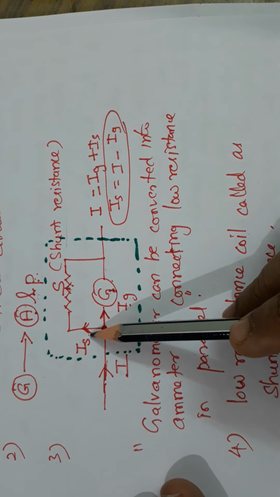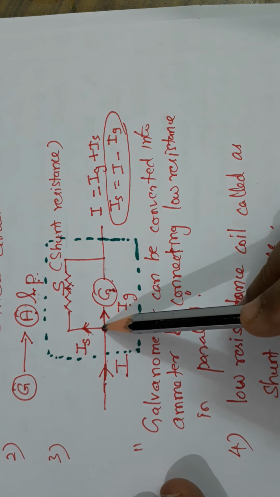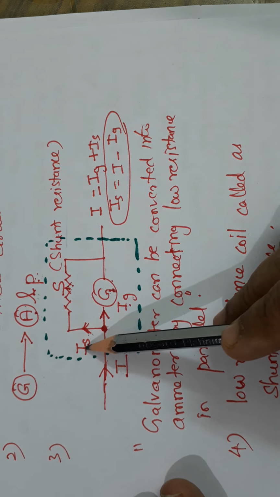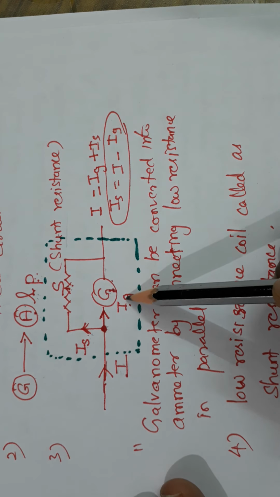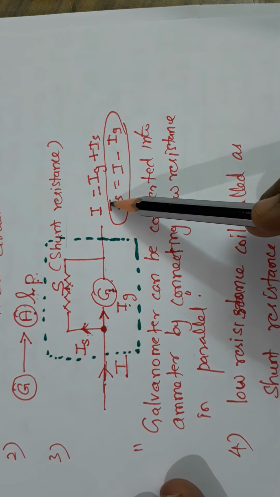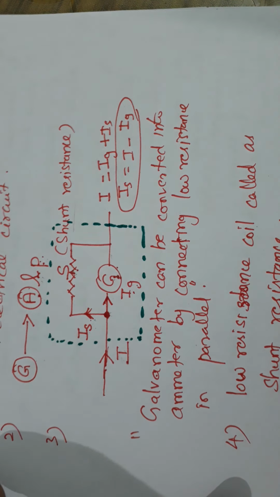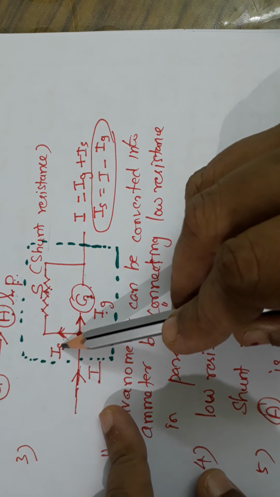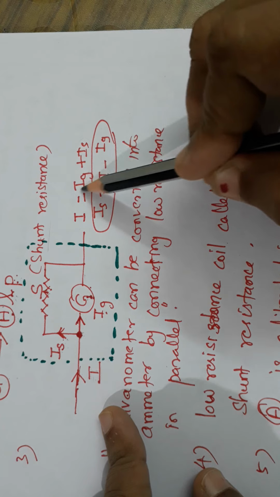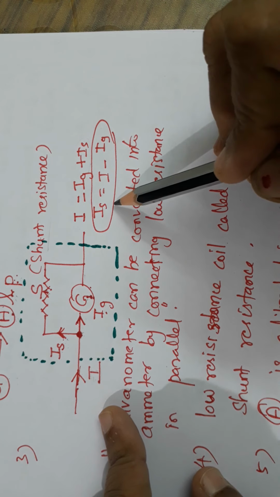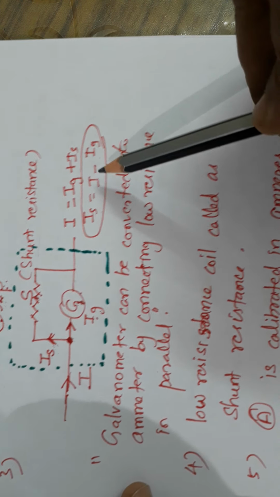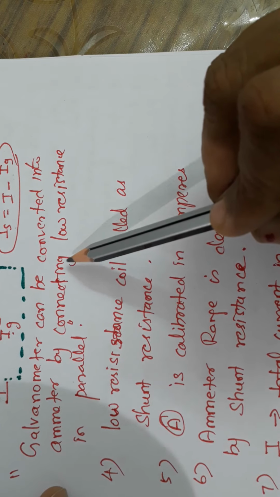To find out the IS value, you can apply Kirchhoff's first law, children. Take this to be the junction. You can see the current I passes towards the junction, whereas IS and IG, shunt current and galvanometer current, go away from the junction. If you apply the first law, current toward the junction is I, which is equal to IS plus IG, the current going out of the junction. So from this you can find IS. IS is I minus IG.